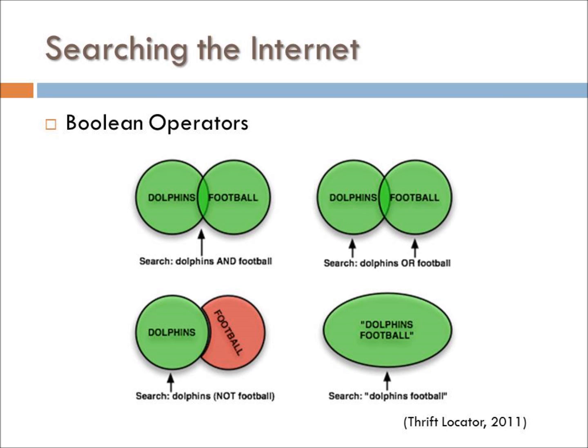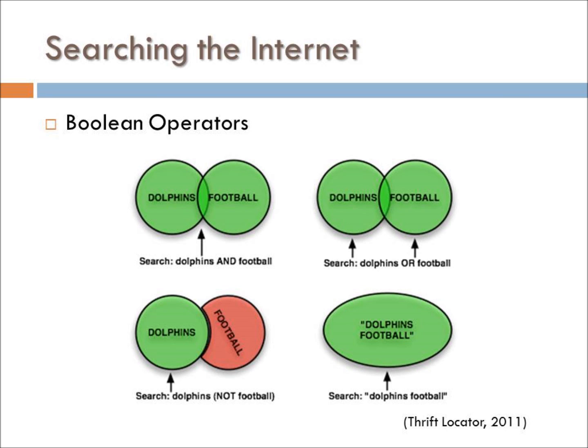We're going to get lots and lots and lots of results. So the next example, we want just dolphins, the animal. We don't want Miami Dolphins, anything to do with football. So we're going to put the search in dolphins and use the Boolean operator NOT football. That is only going to give us articles about dolphins.